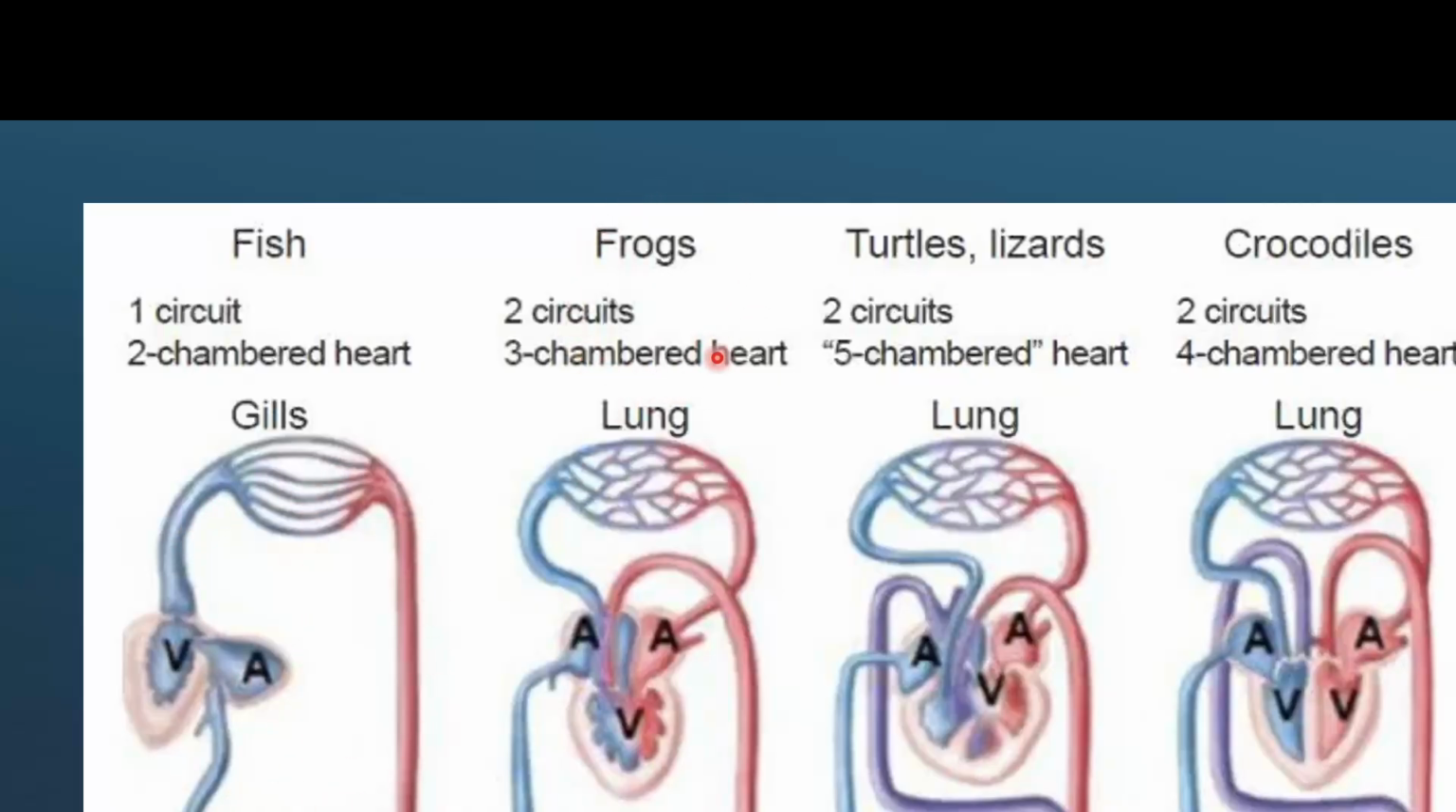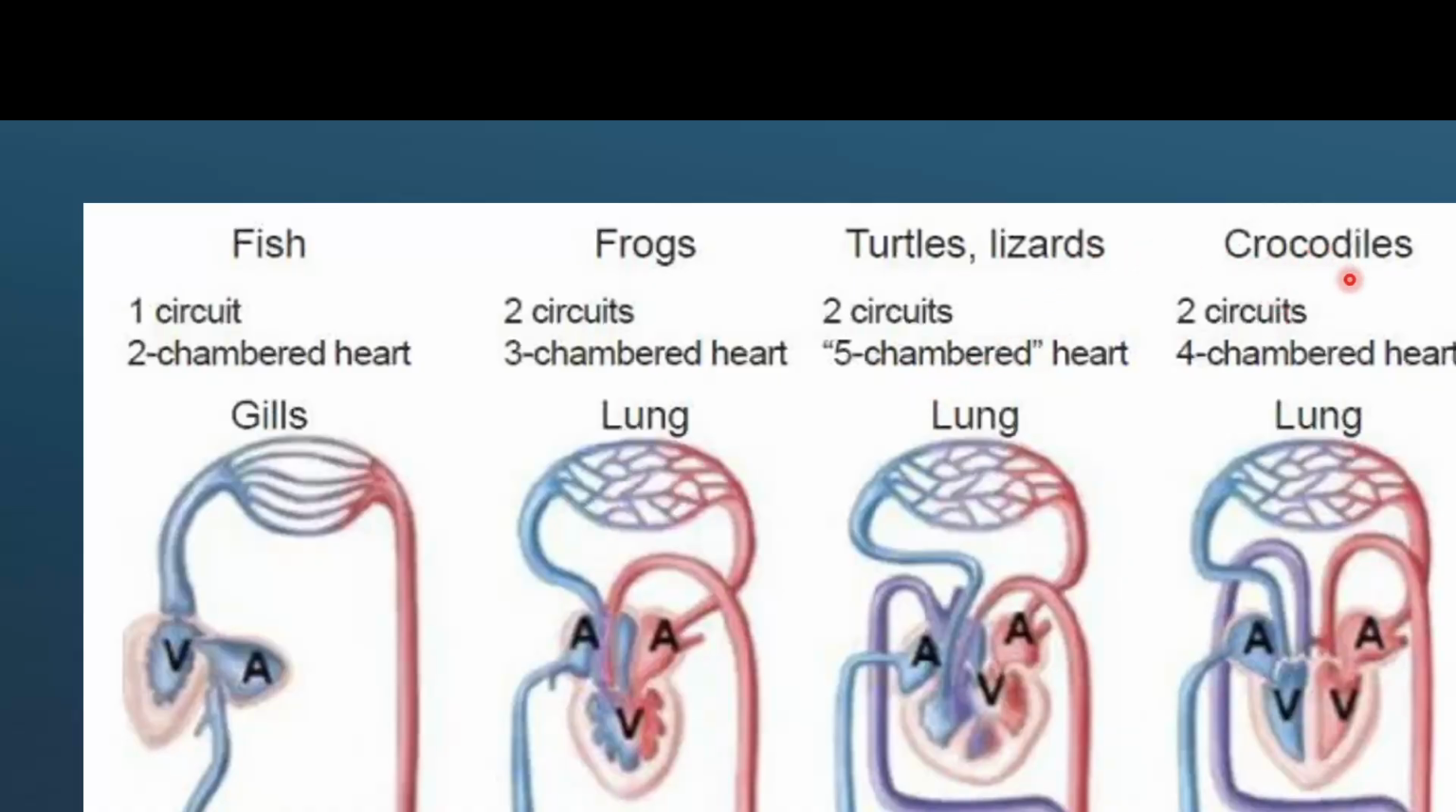Then come the frogs or the amphibians, two circuits and three chambered heart. They have one ventricle but two atriums, and there are two circuits. One atrium goes to the lung and the ventricle goes to the body. Then come, a little higher evolved, turtles and lizards. Two circuits, five chambered heart. They have the number of chambers increased.